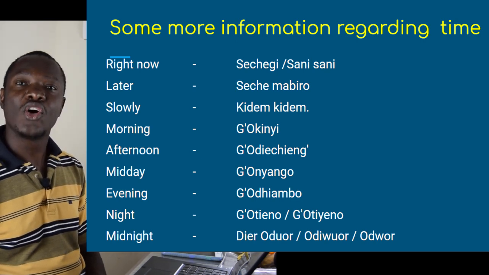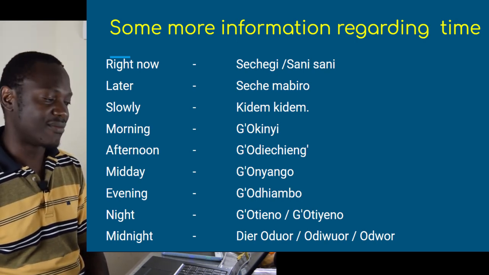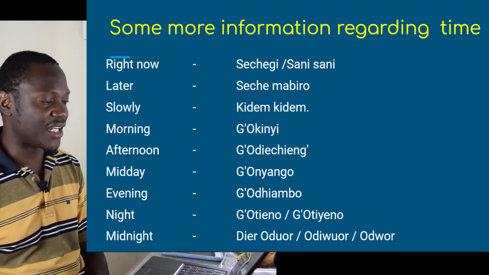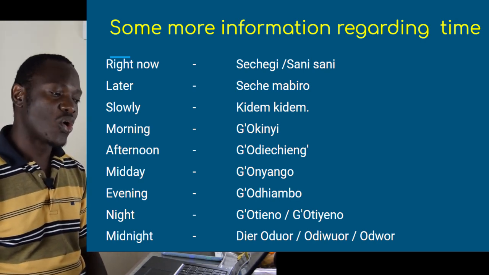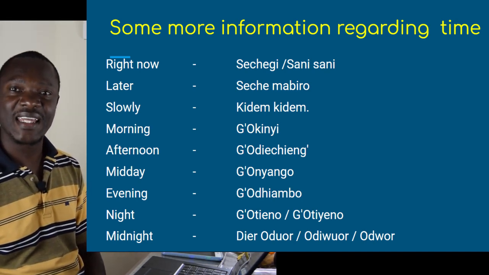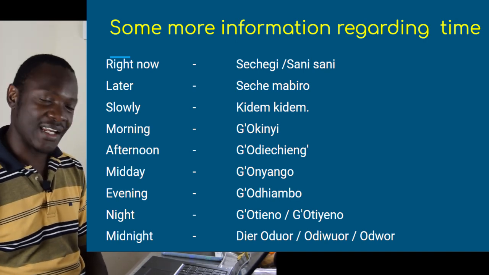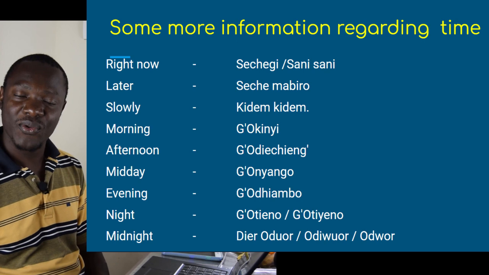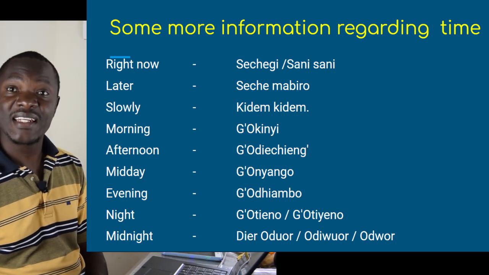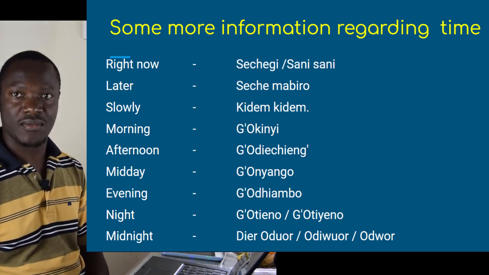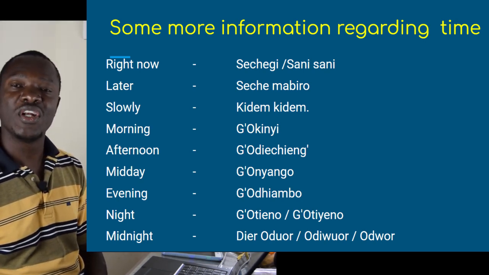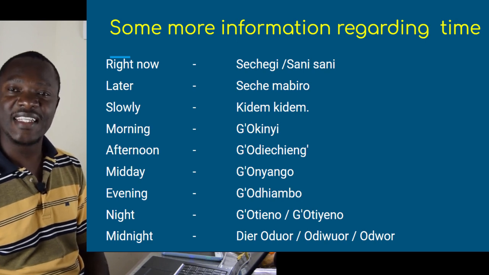Morning, gokinyi. Afternoon, godiochieng. Midday is gonyango. That is midday, gonyango. And then evening is godhiambo. Evening, godhiambo. Night is gotieno. That is night, gotieno. Then midnight is dier oduor.